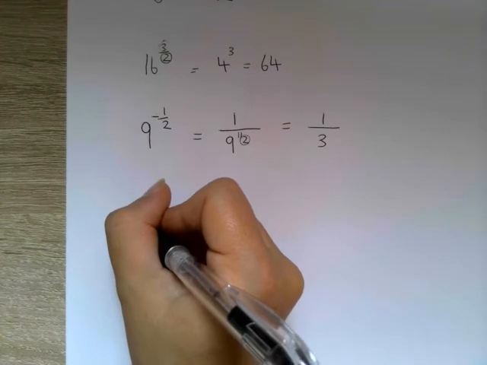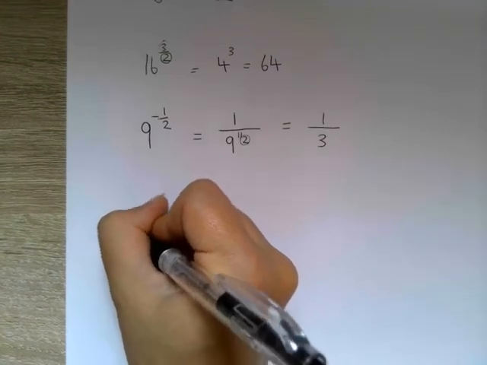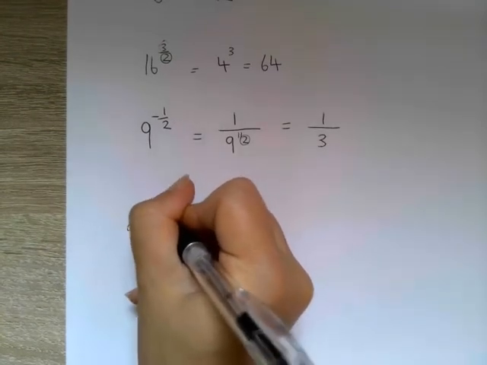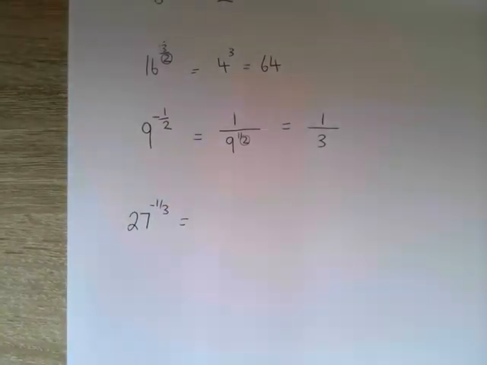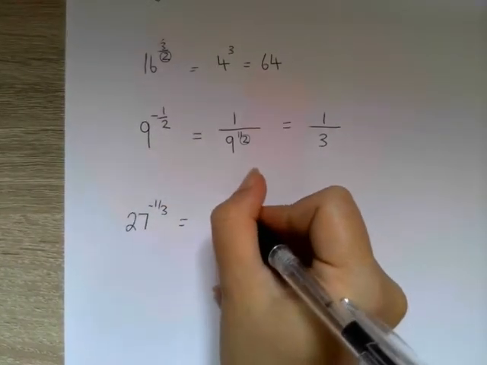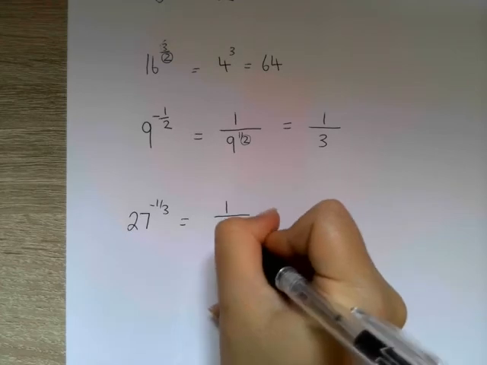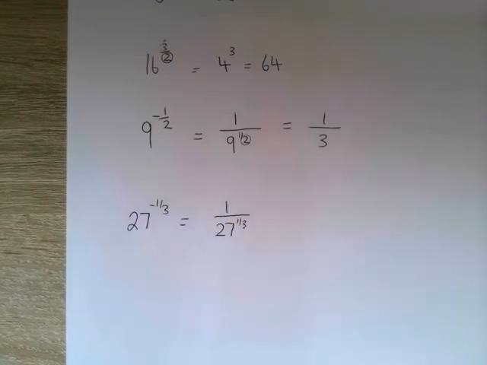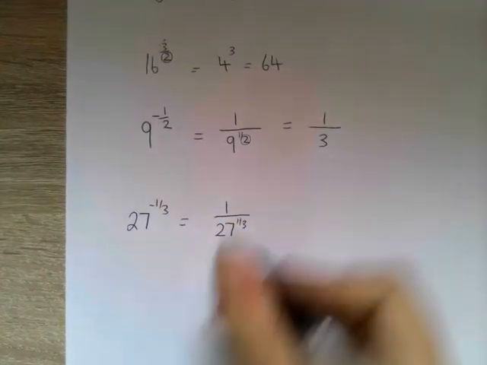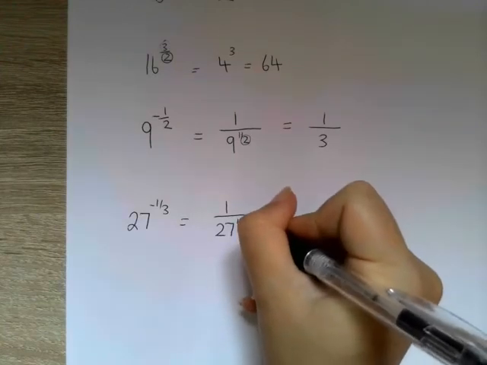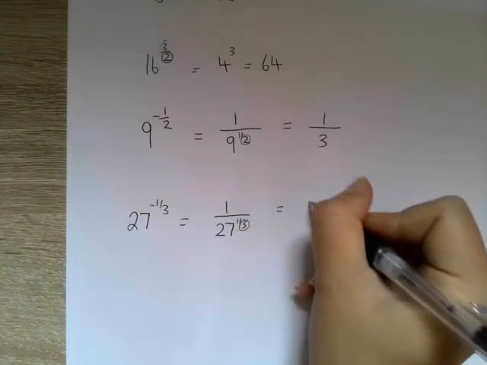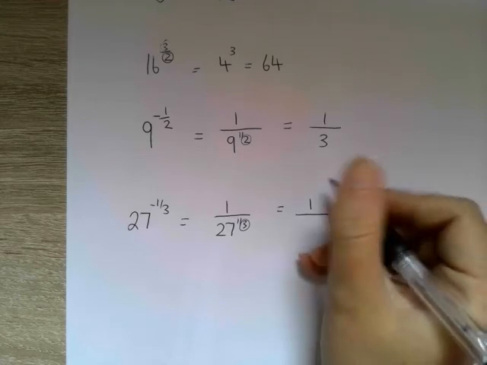So if I had, let's say, 27 to the power of minus a third. Again, it's negative, so let's deal with that. So it would be 1 over 27, and now we make it positive. So 1 over 27 to the power of positive a third. Fraction, check the bottom number, 3, so cube root of 27, which would be 3.